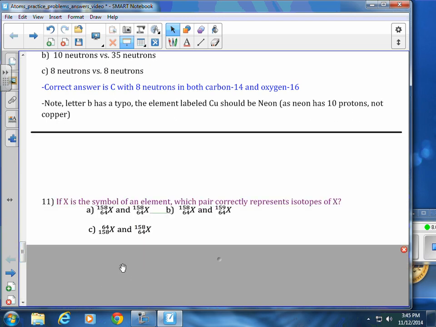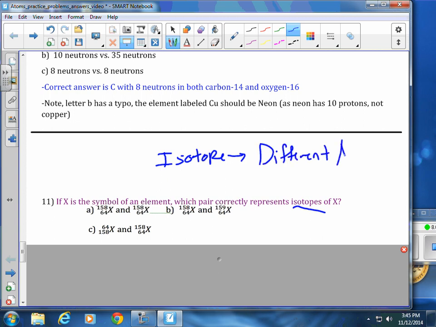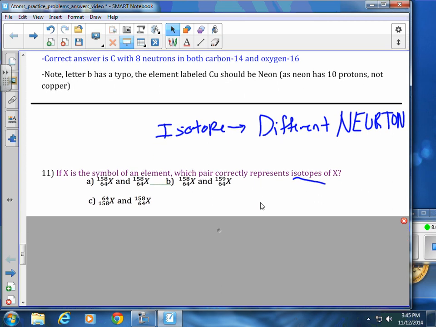Okay, if X is the symbol of an element, which pair correctly represents isotopes of X? So in order to answer this question, you have to know the definition of an isotope. In an isotope, you have the same number of everything, except you have different numbers of neutrons. I like to think of them as, some people are a little bit fatter, some people are a little skinnier, so some people have a few more neutrons on their belly than other people.